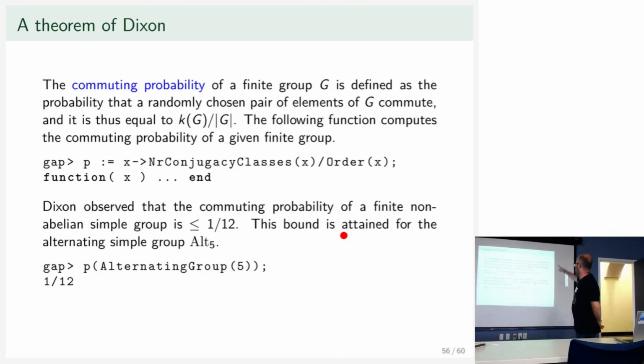Okay, it should be written there, but it is not. So I'm writing this probability function here. I compute the number of conjugacy classes of my group and divide by the order of the group. This is the commuting probability of the group.